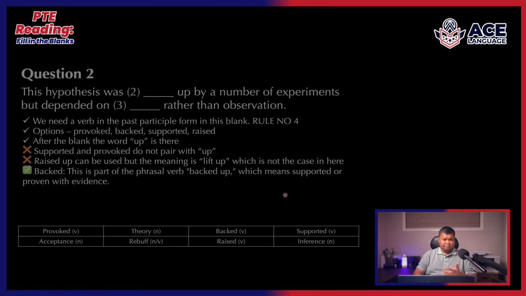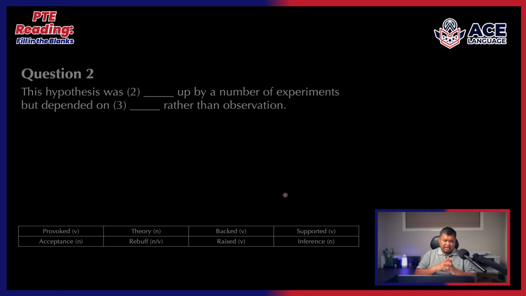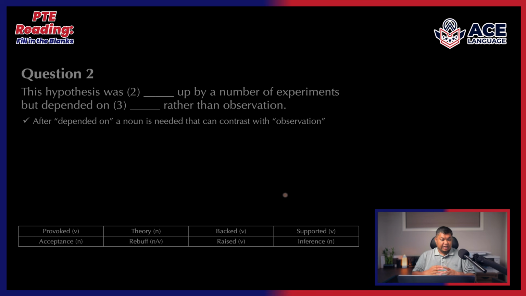Next up is blank number 3. Again, after dependent on, a noun is needed that can contrast with observation. Remember, right after the blank, we have rather, which means contrast, and it will contrast with what? With the word after that, that is observation, right? So our options now are acceptance, a rebuff, inference.